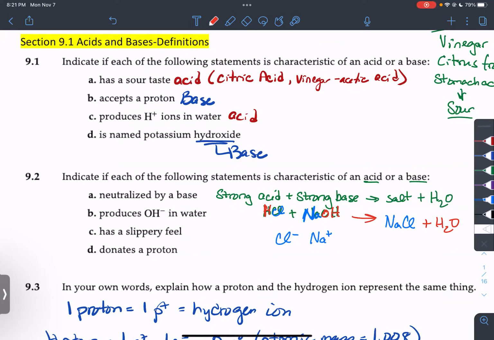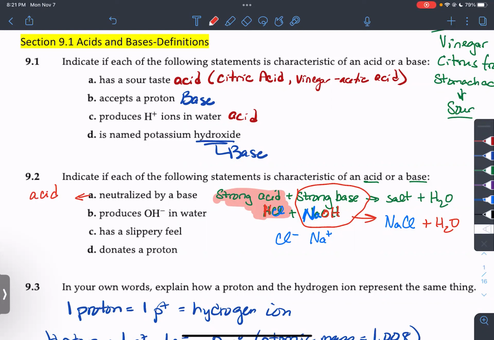So if I want to know what is neutralized by a base, so if this is the base, what is neutralized in this reaction with the base? Well, the answer to that is this strong acid. So something that is neutralized by a base is an acid.